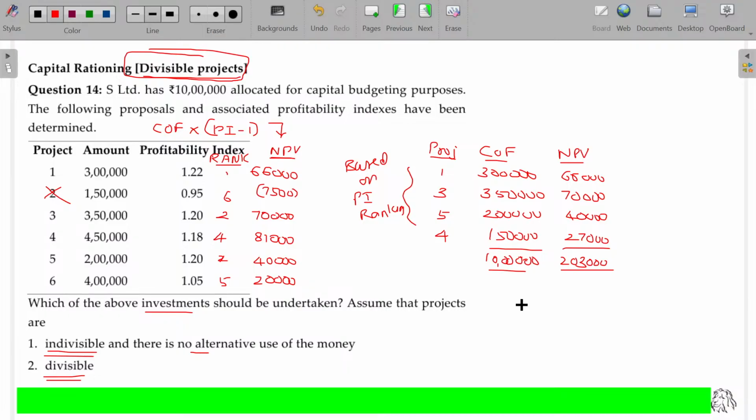Shall I move on to the next one? Come on. If it is clear, text me so that I will assume these are indivisible and rework it.